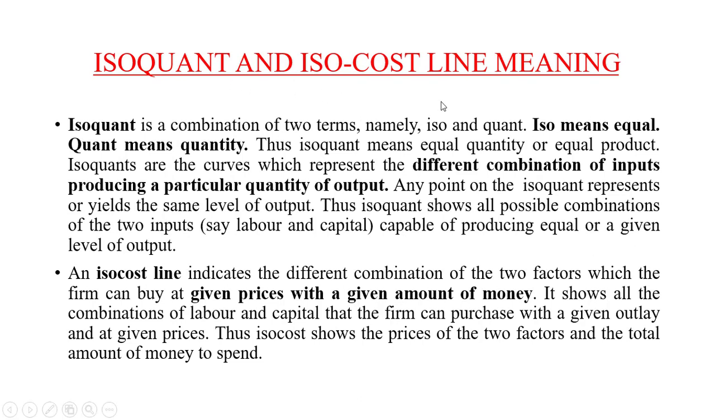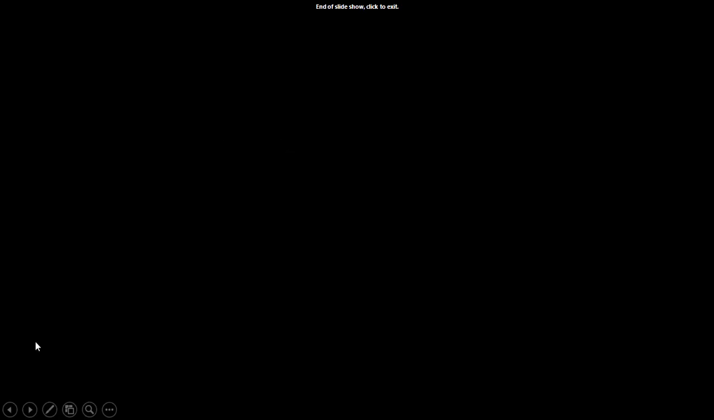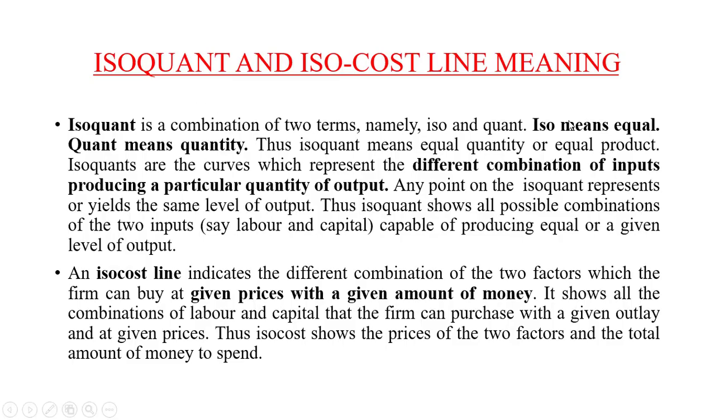One more thing is your cost of production, that is isoquant and isocost line meaning. It is not mentioned in your syllabus, but still you need to know what this isoquant and isocost line meaning is. Okay, now what is this isoquant and isocost line?